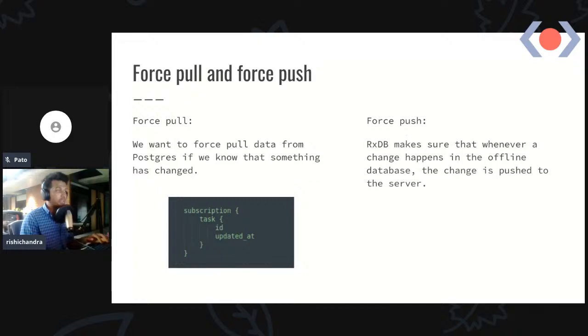Similarly, with force push, whenever something happens locally, we want to immediately inform the remote database about it, given that we are online. Luckily, RxDB does that by default. If some change happens locally, RxDB immediately tries to sync it with the server.